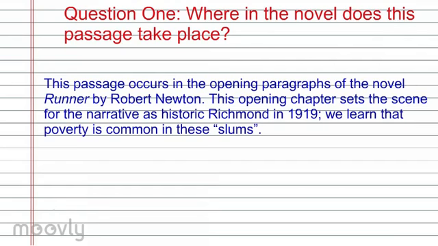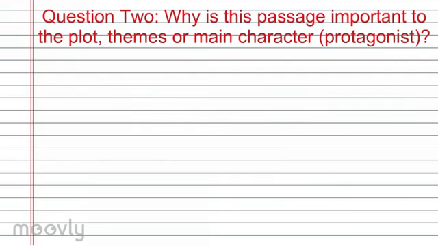For example, this passage occurs in the opening paragraphs of the novel Runner by Robert Newton. This opening chapter sets the scene for the narrative as historic Richmond in 1919. We learn that poverty is common in these slums. Question 1 is the easier of the 3 questions to answer. So let's move on to question 2.